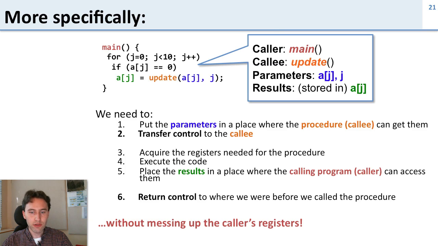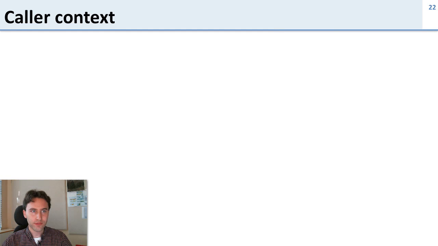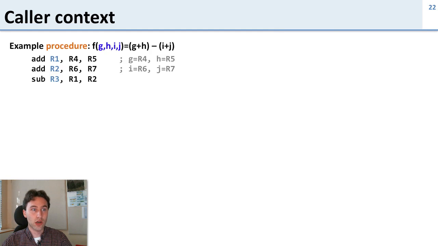And again, we need to do this without messing up the caller's registers. So main is going to use a bunch of registers, update is going to use a bunch of registers, and we need to make sure that update doesn't write over main's registers. So let's talk a little about a caller context.